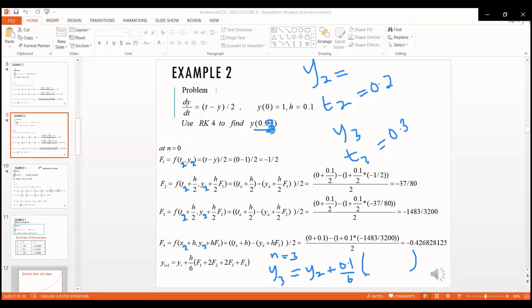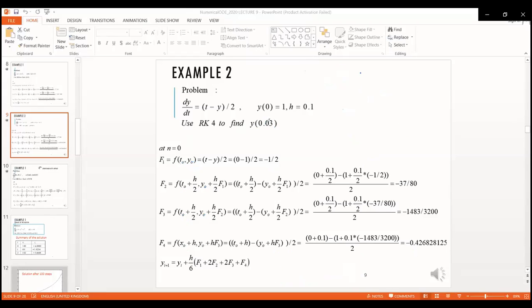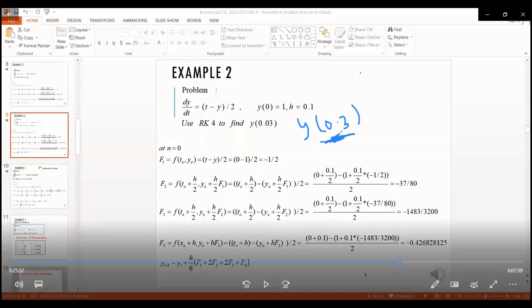Let me clear this and write it well. The question asks us to find y at 0.3, so you have to estimate till you get to y at t equal to 0.3. That is when you end with your calculation. Are we clear on that? Good. I'm unmuting you for your questions. Summer class, let me take any question from you.